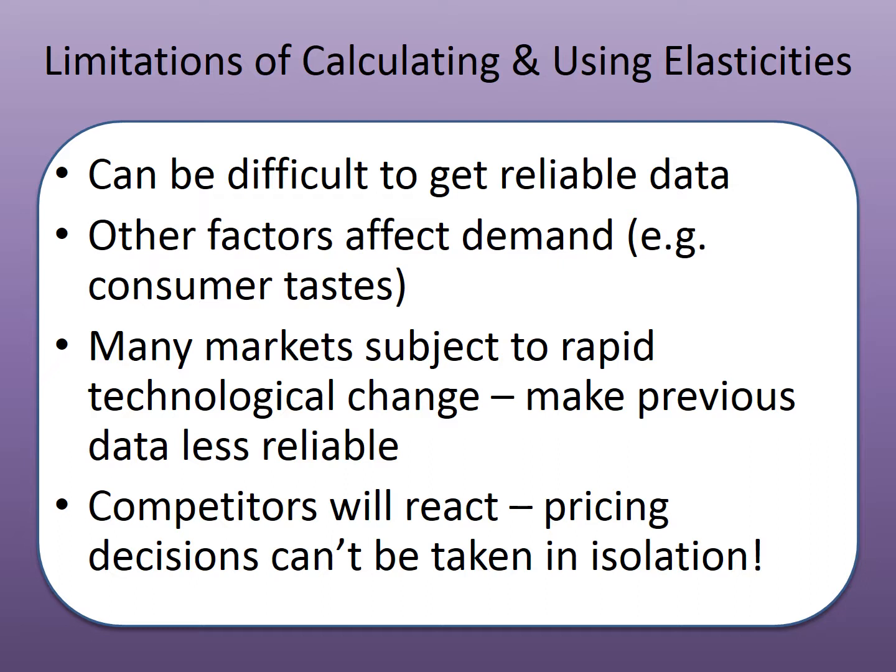Many markets are subject to rapid technological change, which means that previous data might not be reliable. So changes in cars, computer systems or components might actually affect that demand, and mean that, well, you're not comparing the two things correctly. And then competitors will react. So pricing decisions can't be taken in isolation. If you put your prices down, your competitor will probably react the same, and then you can end up in a price war.